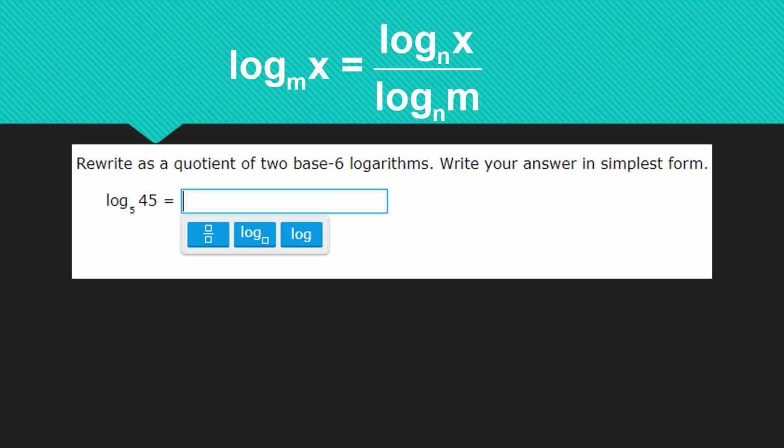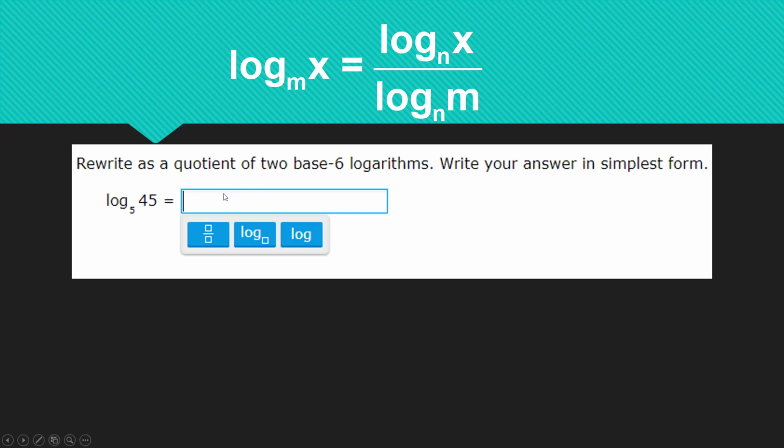Now, in the examples that we're going to be looking at, you can already see in this example that they ask us to write it as a quotient of base 6 logarithms, okay? We'll be practicing it using different bases, but if we were actually trying to get to the answer, then we would use either common log or natural log, okay? But we'll come back to that in just a few examples.